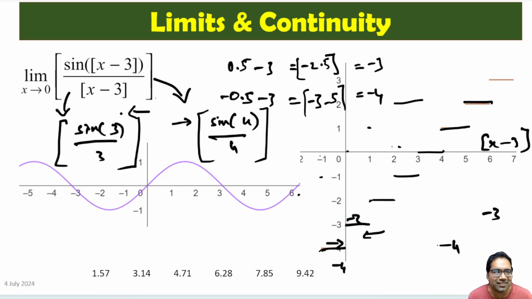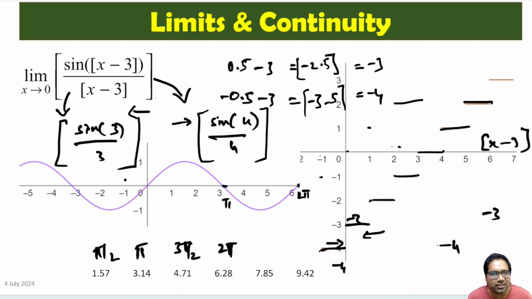Now, what is sine 3? We know our sine graph. 3 is slightly lesser than pi. Pi is 3.14. Pi by 2 is 1.57. And 3 pi by 2, 2 pi likewise. 2 pi is 2 times 3.1, which is 6.2. This is 2 pi.